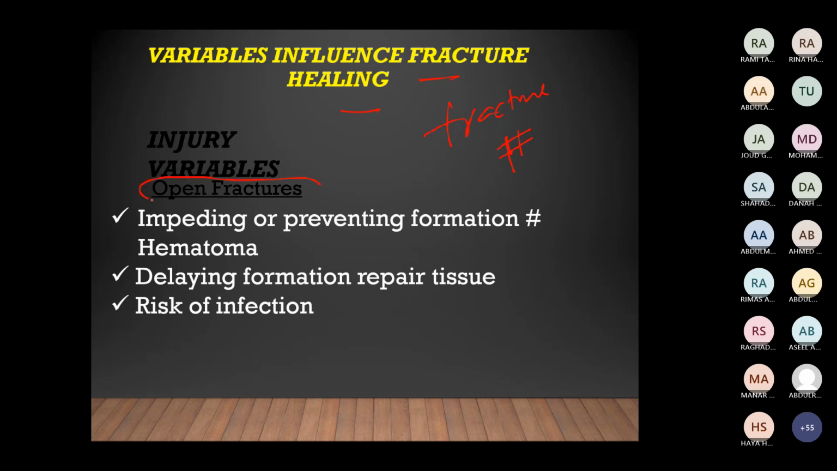Number one, you should know open fractures. When the fracture becomes open, as in accidents where you can see the bone from outside, this impedes or prevents formation of bone. The hematoma is not formed properly, so there is delayed formation of repair tissue, and the risk of infection is very high. So in open fractures the healing is slow, because of the risk of infection and the delay in repair formation, since proper hematoma and clot formation is not there.